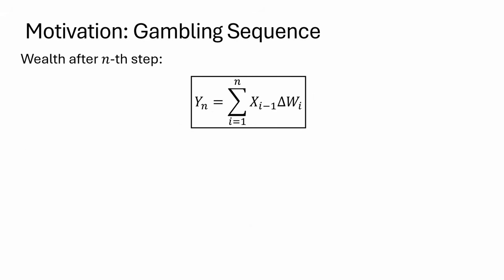So a natural question is how much money you win or lose after n steps. And the formula is quite straightforward. The wealth after the n-th step is Yn equals the sum of x(i-1) times delta Wi, where i ranges from 1 to n. Basically, if you win the i-th step, x(i-1) gets a positive sign, otherwise it gets a negative sign, and you just sum the whole thing up. And this is essentially the Ito integral in its discrete form.